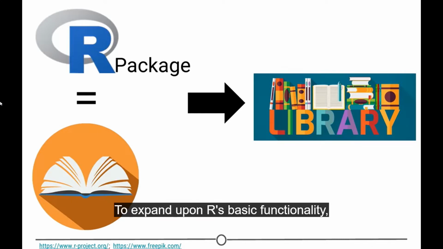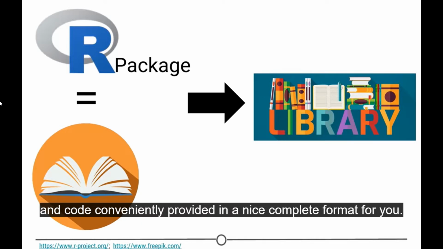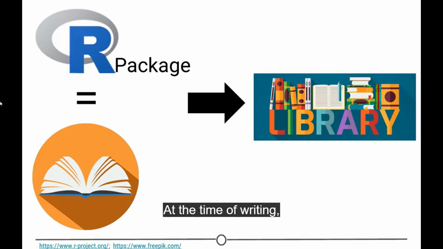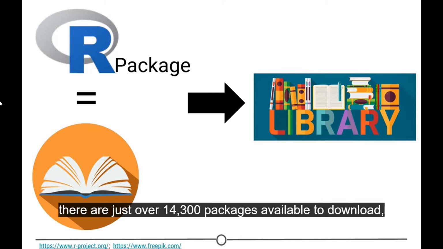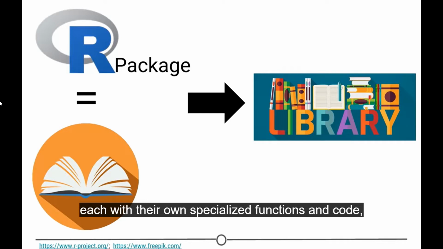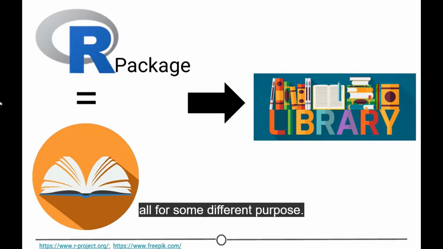To expand upon R's basic functionality, people have developed packages. A package is a collection of functions, data, and code conveniently provided in a nice complete format for you. At the time of writing, there are just over 14,300 packages available to download, each with their own specialized functions and code, all for some different purpose.